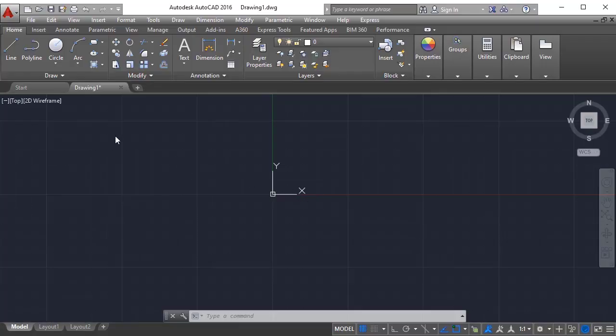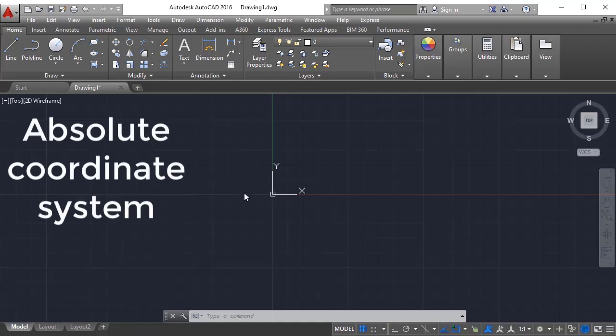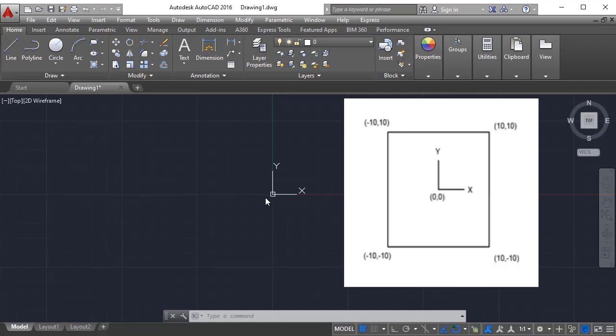Greetings. In this video tutorial I just want to explain how many different ways we can use the line command in AutoCAD. For that, first of all I would like to start with the absolute coordinate system. That is, values will be calculated from this origin position.